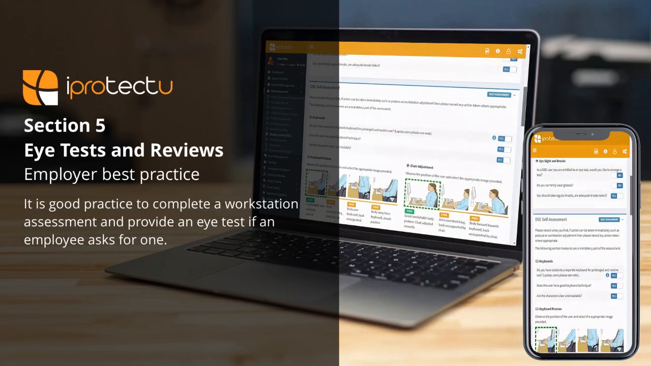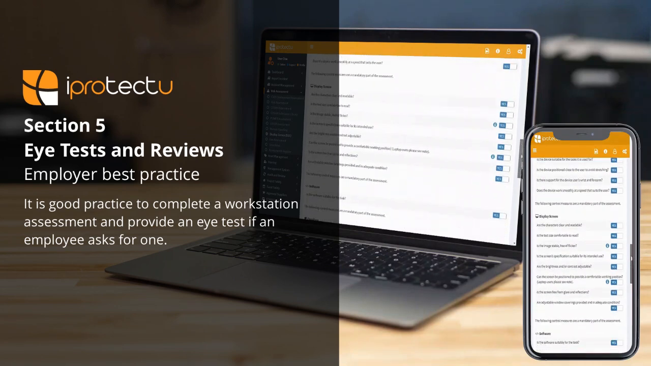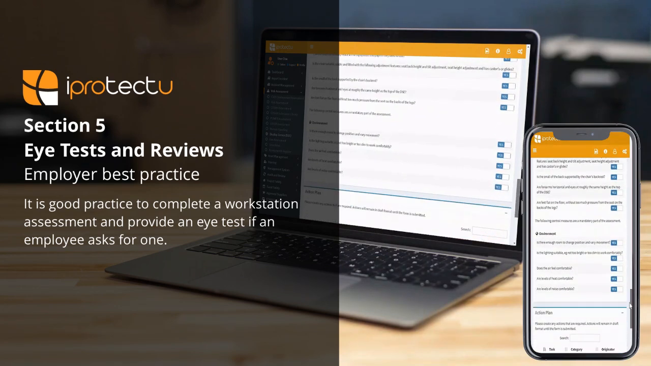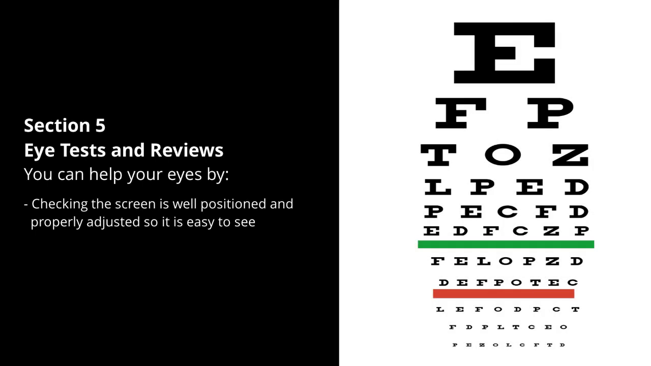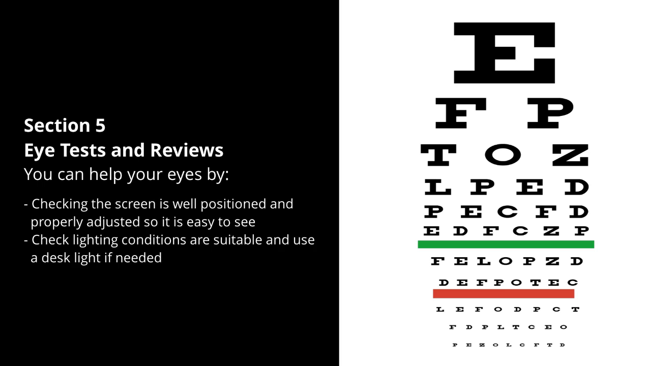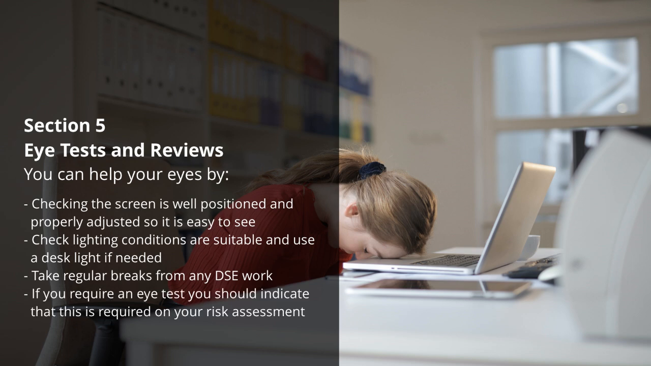It is good practice to complete a DSE workstation assessment, and provide an eye test if an employee asks for one. You can help your eyes by checking the screen is well positioned and properly adjusted so it is easy to see. Check lighting conditions are suitable and use a desk light if needed. Take regular breaks from any display screen work. If you require an eye test, you should indicate that this is required on your risk assessment.